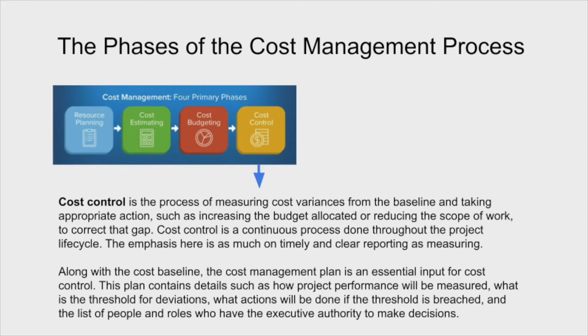The plan contains details such as how project performance will be measured, what's the threshold of deviations, once it goes over 5%, for example, do we make changes? What actions will be done if the threshold is breached? What changes would be required? Do we cancel it? Do we do something else like that? And we list the people and roles that have authority to make those decisions. So all that stuff needs to be done in the cost control phase.